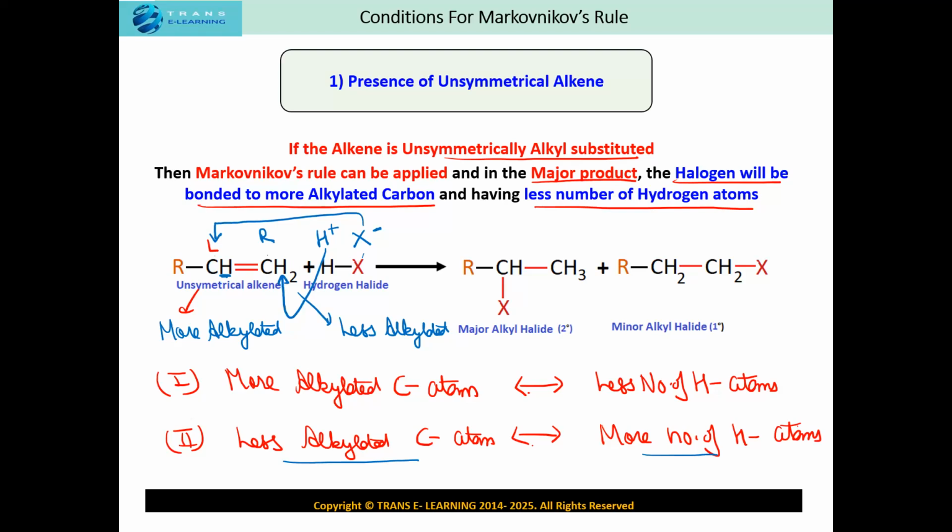So either way you want to learn, you can consider that. But just remember that the carbon atom which is less alkylated or has more number of hydrogen atoms will have the addition of the electrophile, which is the H plus ion here, and the carbon atom which is more alkylated or which has less number of hydrogen atoms will have the addition of the nucleophile, which in this case will be the halogen, right? Now let's proceed further.